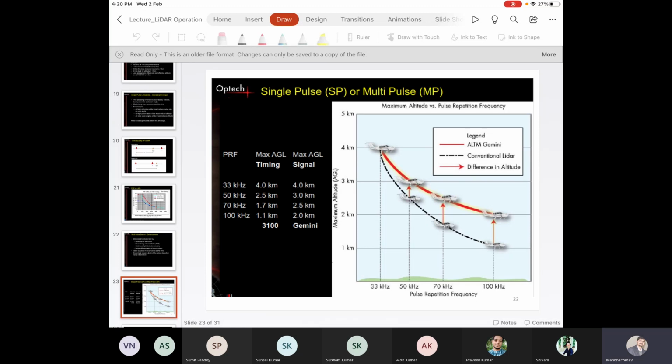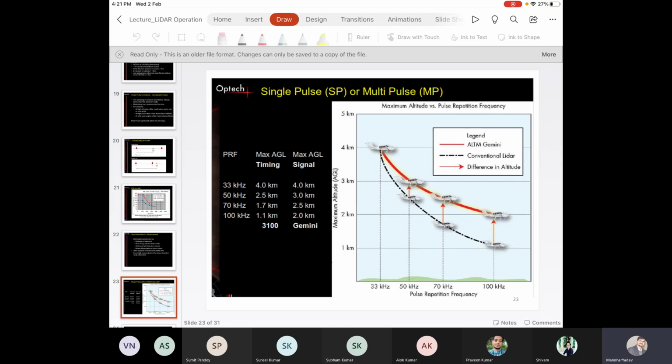And again, this is the relationship between the maximum altitude and pulse firing rate, called here the pulse repetition frequency. You can see that on the independent axis, the frequencies are plotted: 33 kilohertz, 50 kilohertz, 70 and 100.